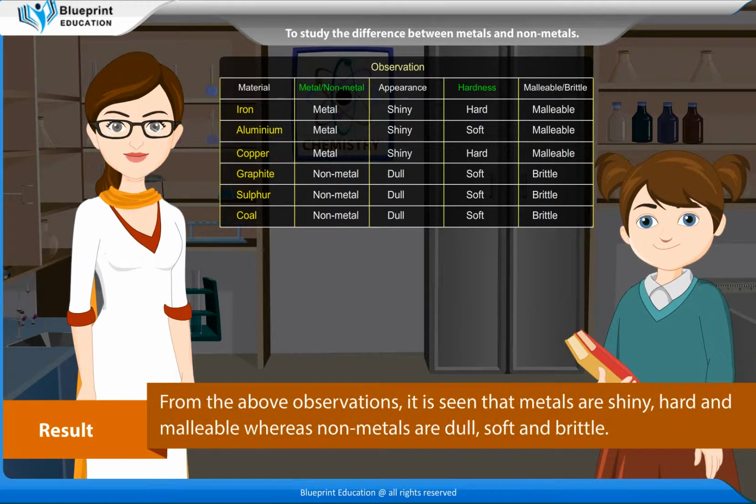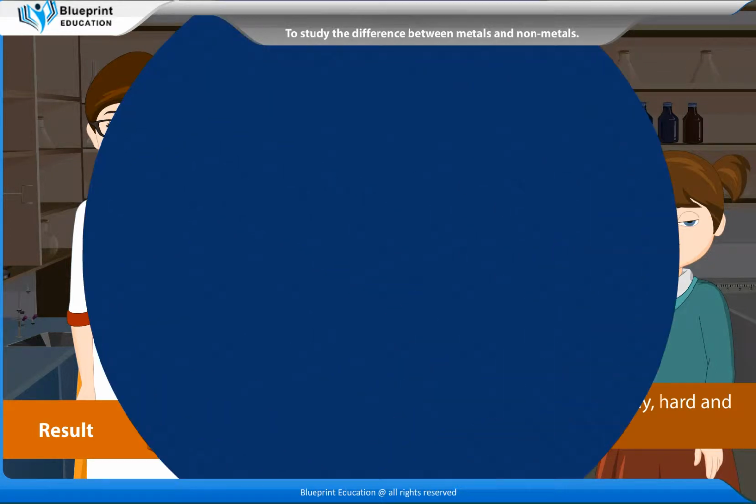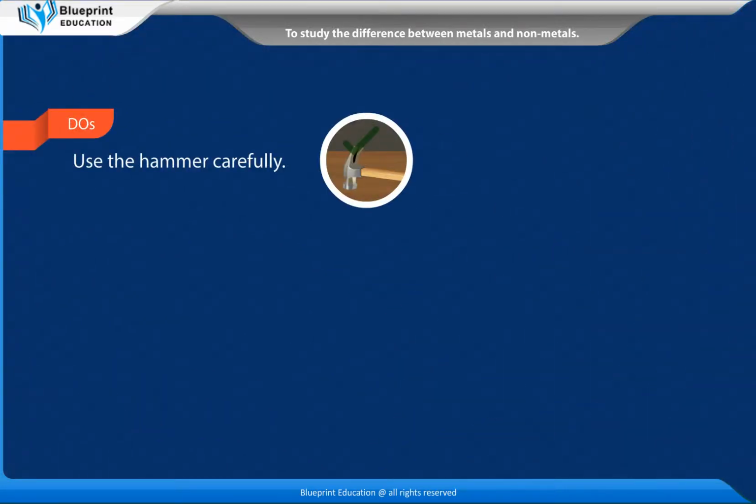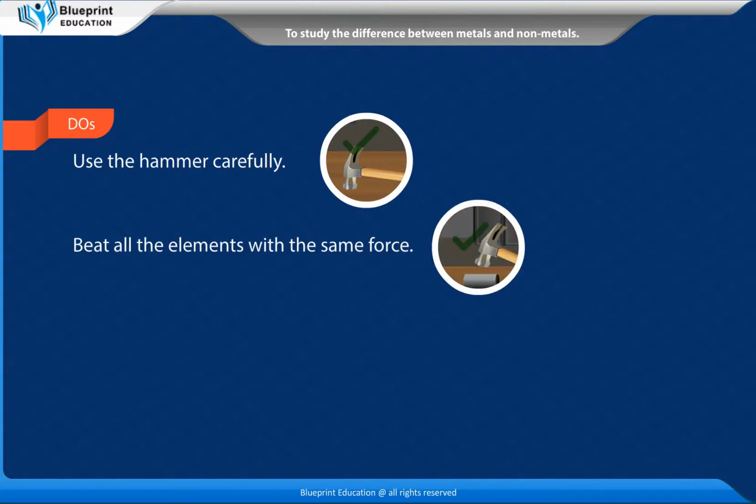Result: from the above observations, it is seen that metals are shiny, hard, and malleable, whereas non-metals are dull, soft, and brittle. Do's: use the hammer carefully. Beat all the elements with the same force.